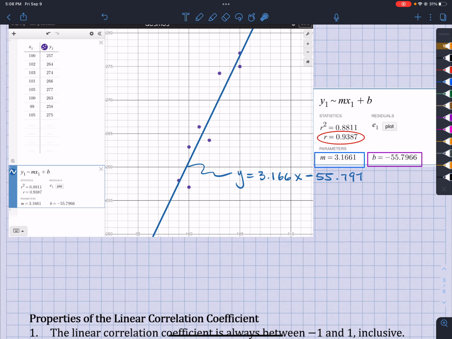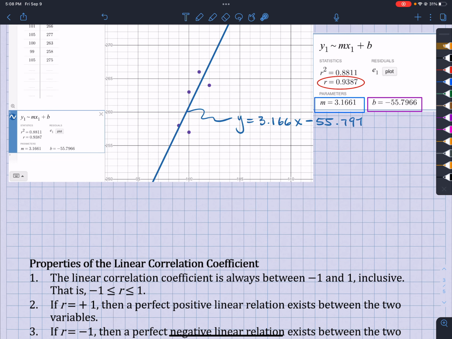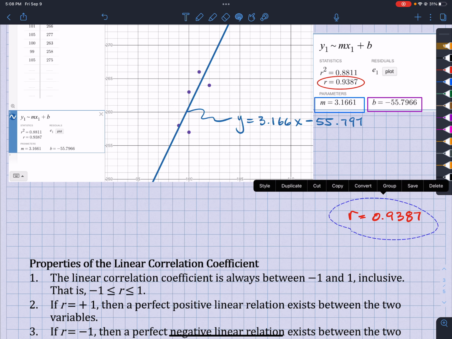So look at this. The correlation coefficient, as we're saying, is 0.9387. So let me go and write that down. R is equal to 0.9387, okay? So let's keep this in mind as we're going through the go-through, all right?